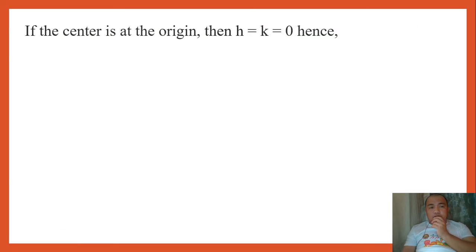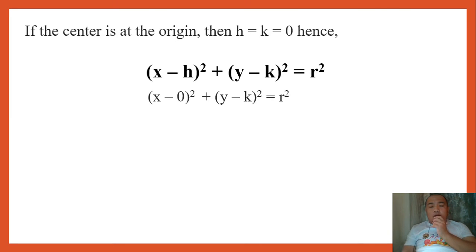Now, if the center is at the origin, therefore the center is at (0, 0). So h is 0, k is 0. H equals k equals 0. So both h and k are 0. So let us now substitute the value of h and k by 0. That is if the center is at the origin. What will be the equation of the circle if the center is at the origin? Substitute h and k by 0.